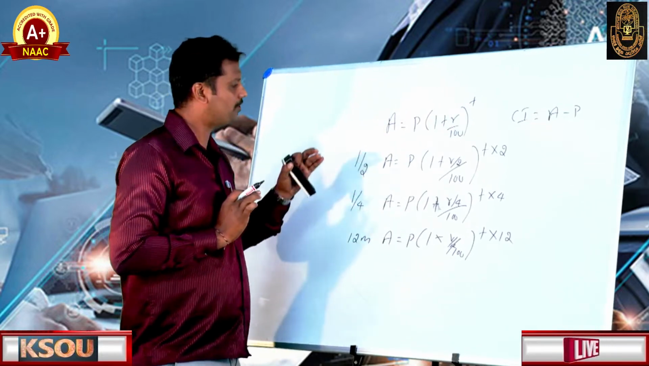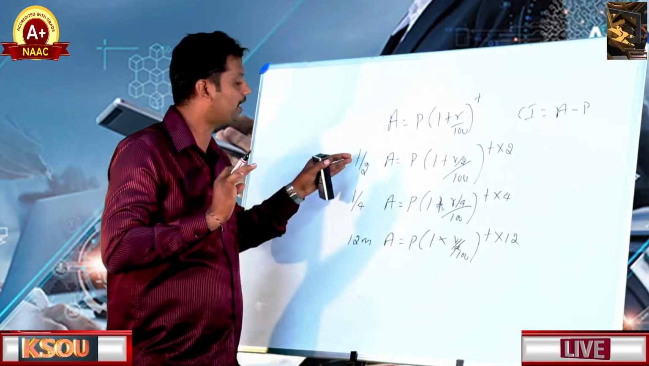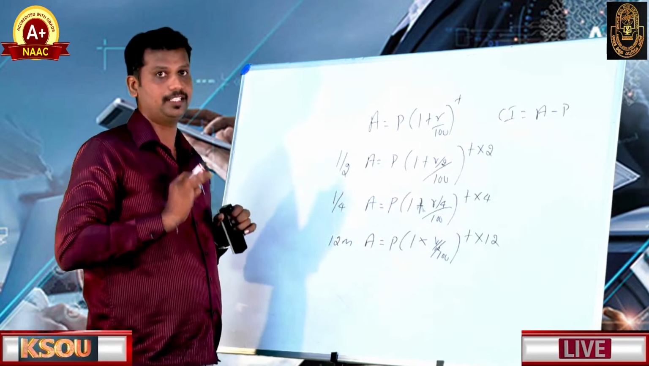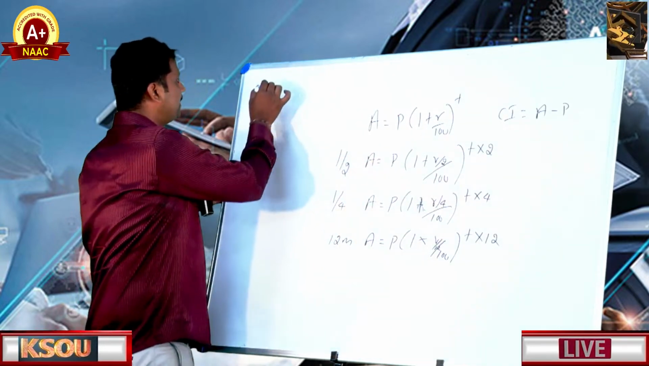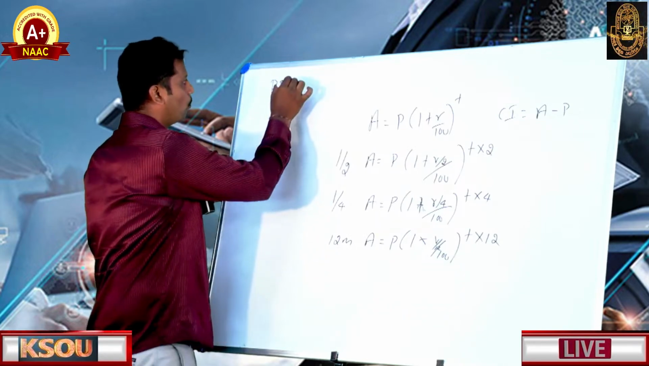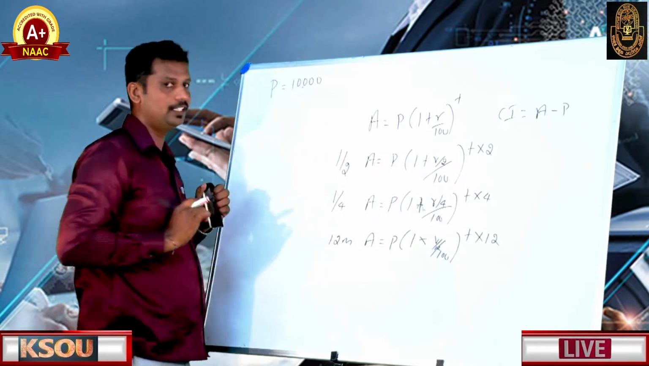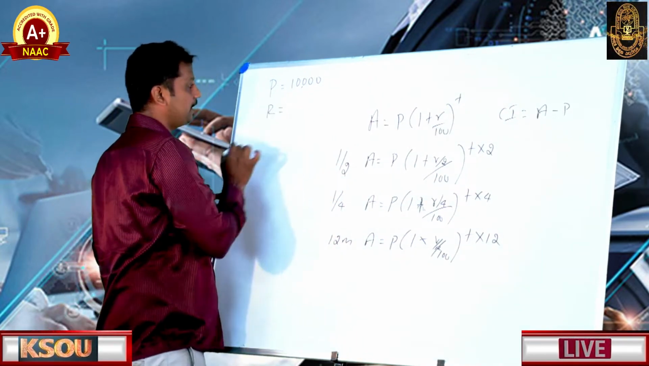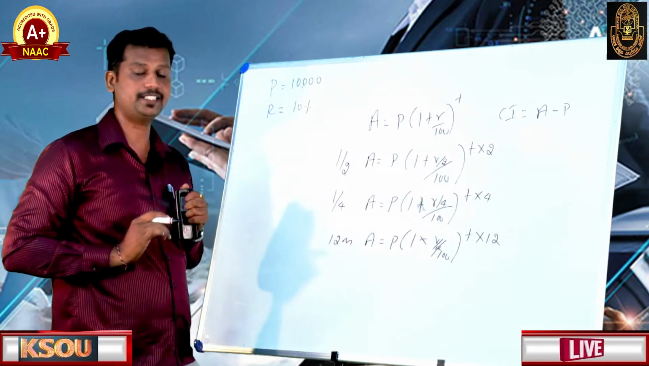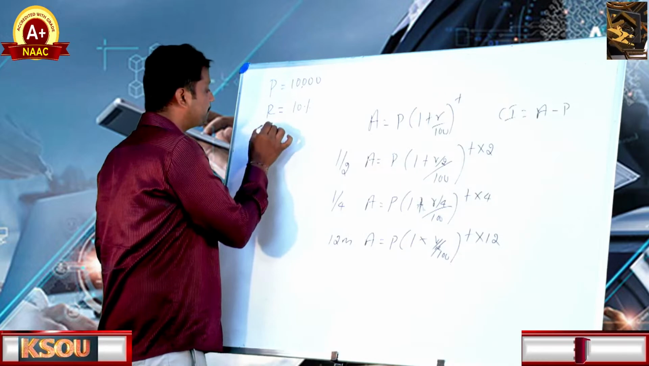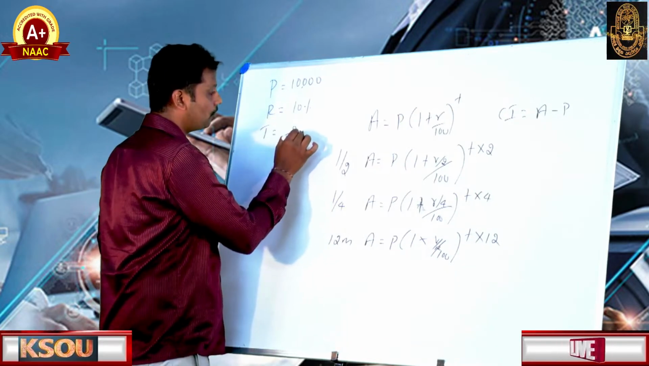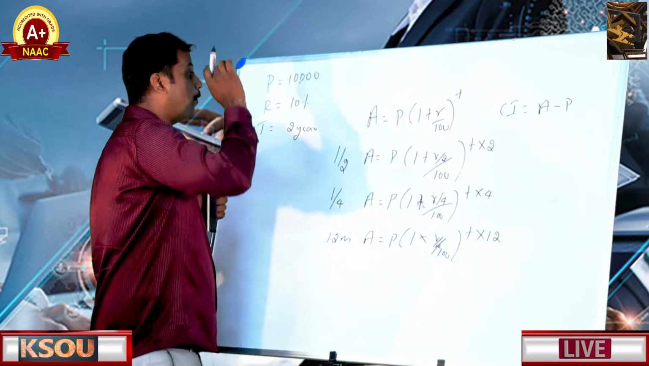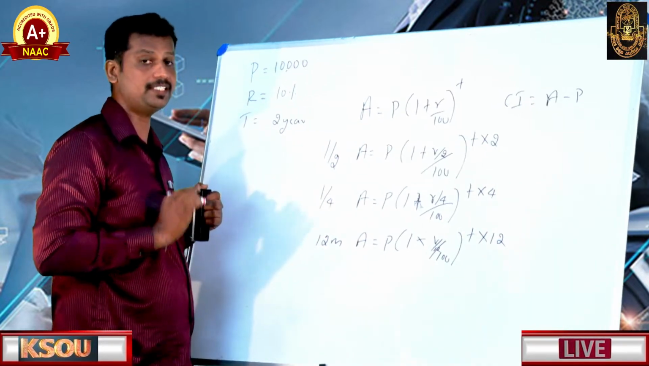So already you solved the problems related to yearly compounding. Now I will show how to solve problems for compound interest half yearly, quarterly and per month, with an example. For example, in a problem the principal amount is 1000, the rate of interest is 10%, and the time duration is 2 years. Clear?